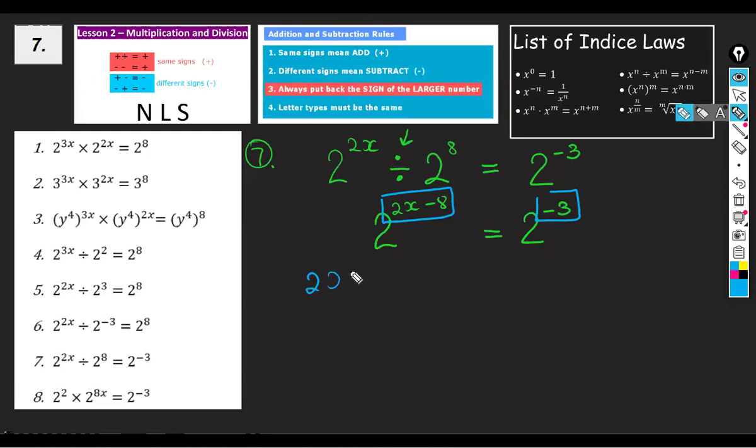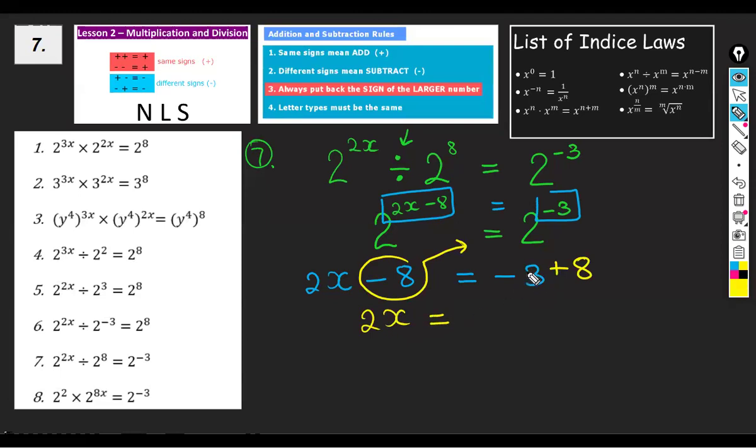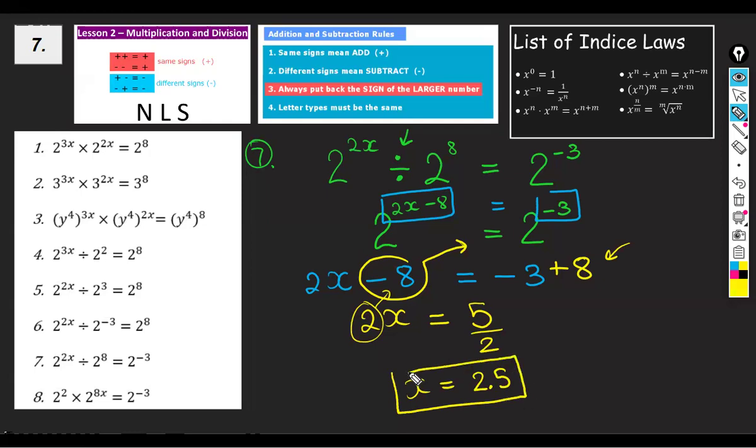So based on where I just left off, we're putting the indices or the powers equal to each other, right? So I put these two things equal. It's just a matter of your algebra skill now. Throw across the minus 8, you're going to get positive 8. So you're ending up with 2x is equal to minus 3 plus 8 is 5, right? Because the 8 is larger than the 3. So then the 2 is a multiply. Throw it across, you get a divide. So x is equal to 2.5. Right, so that's number 7, 2.5, and that was pretty popular, right, within the answers.